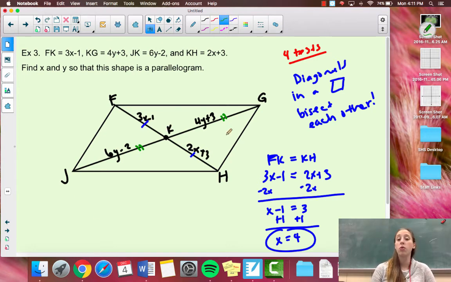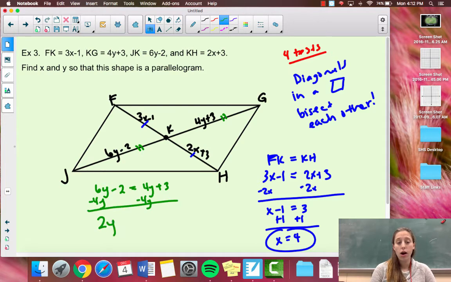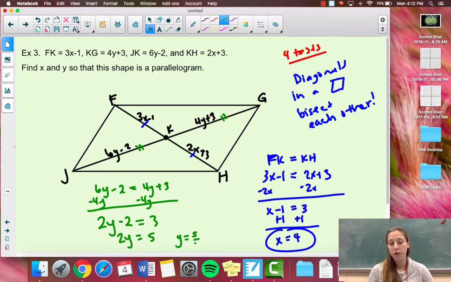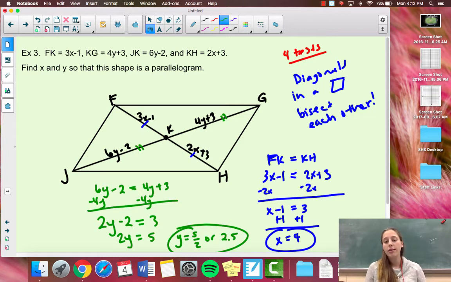Then I have to do the same thing for the other diagonal, because remember the rule says diagonals bisect each other, so they both have to be equal. So now I can say 6y minus 2 has to equal that 4y plus 3. So JK has to be the same as KG, and then I can solve. So subtract 4y to the other side, and I get 2y minus 2 equals 3. Then I can add 2 to the other side and get 2y equals 5. And then last but not least, divide by 2, and I get y equals 5 halves, or this is the same as 2.5.